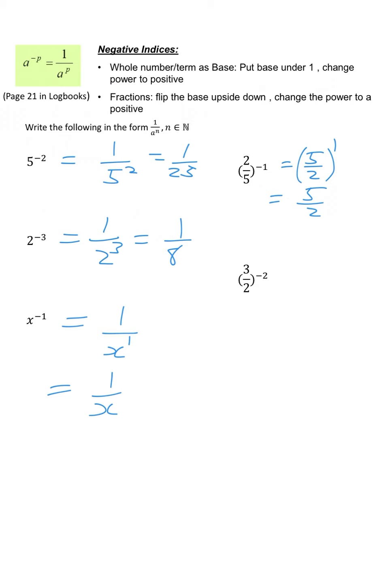Now, the next one, 3 over 2 to the power of minus 2, so let's flip the base upside down. So that would be 2 over 3 to the power of 2 now. So it'll be 2 squared over 3 squared. So then that would be 4 over 9. Because 2 squared is 4, 3 squared is 9.